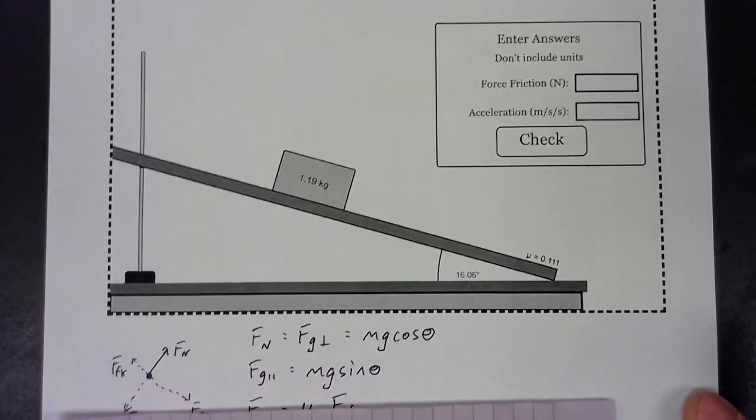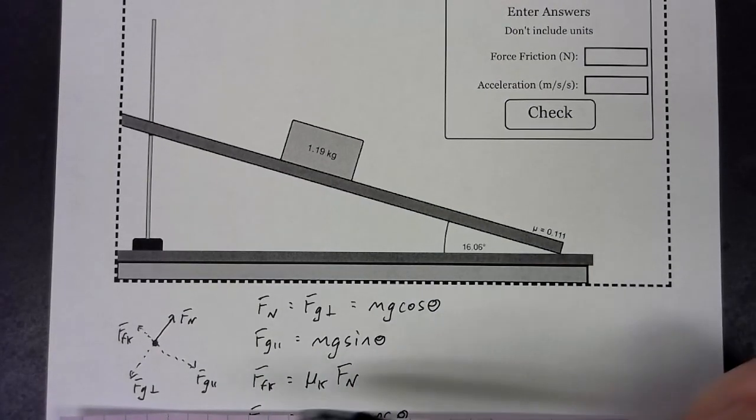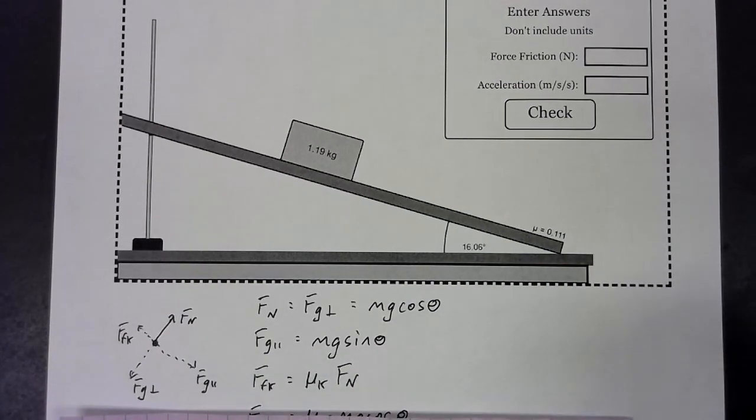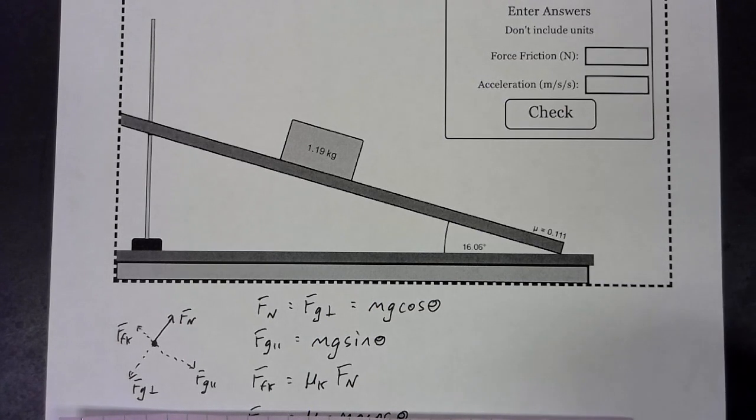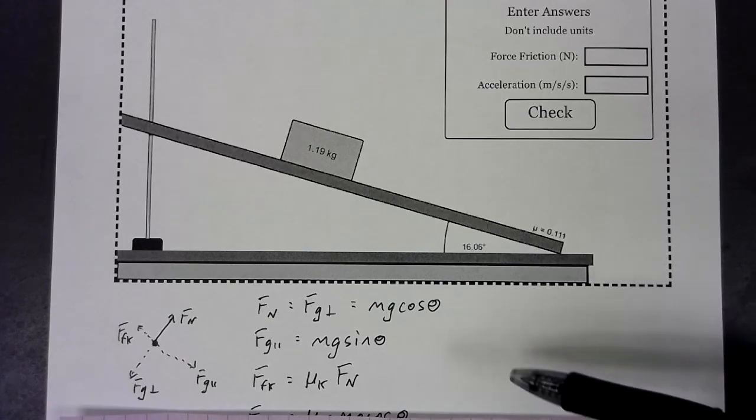That depends on the normal force. And if we were to do our free body diagram for this, then we realize we have four forces here. Force gravity perpendicular and force normal are balanced. Force gravity parallel and force of kinetic friction opposing that. So that will produce the acceleration down the ramp.